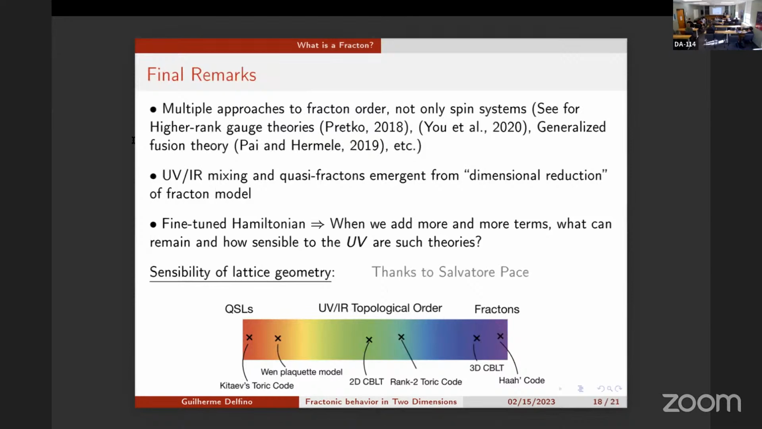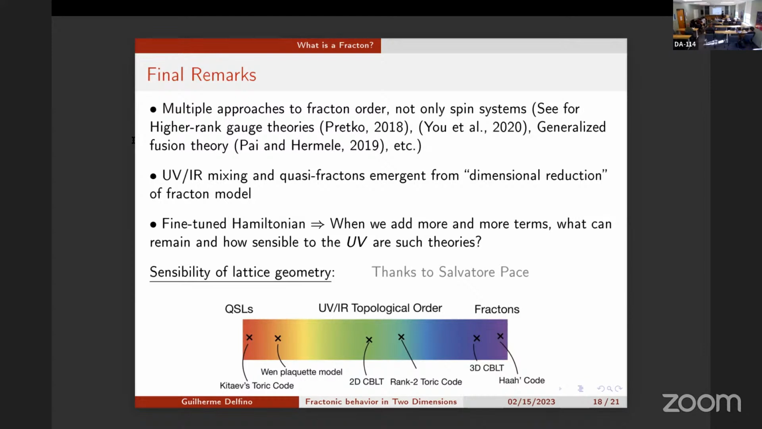Okay, my time is getting to the end, and I just want to mention some final remarks. Please don't think that fracton physics is all about these exactly solvable lattice models, because it's not. There are several approaches to them. You can even talk about fractons without talking about spins, or even without referring to, I would say, a lattice, but I don't know about that. So we have these several approaches. I put some references here if you want to give it a look.